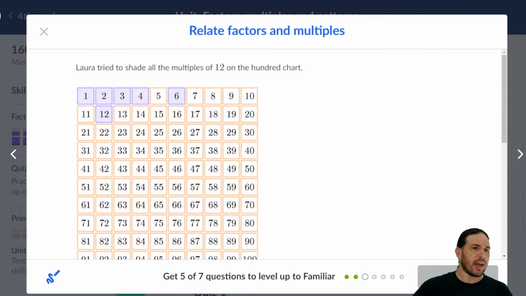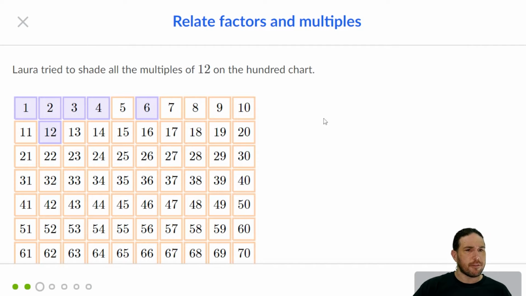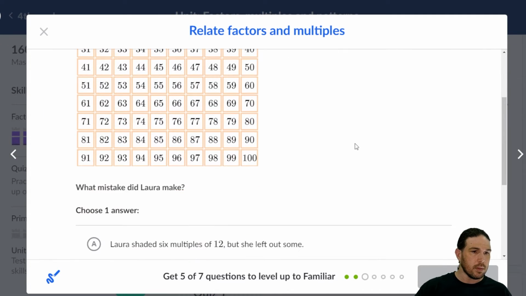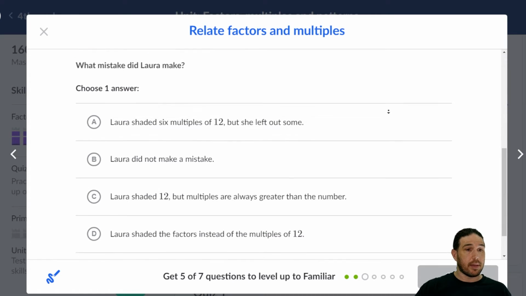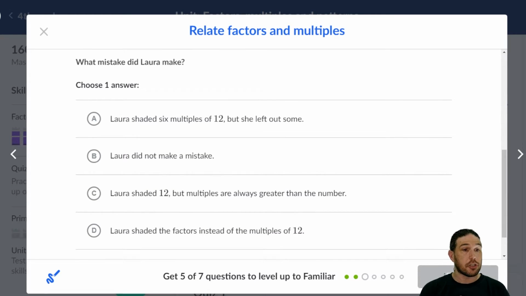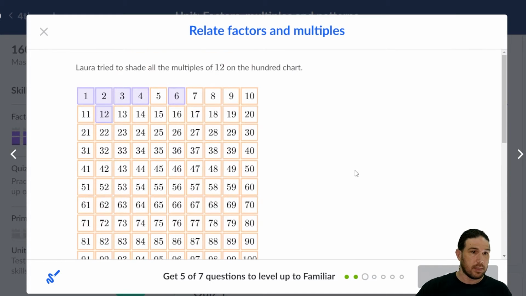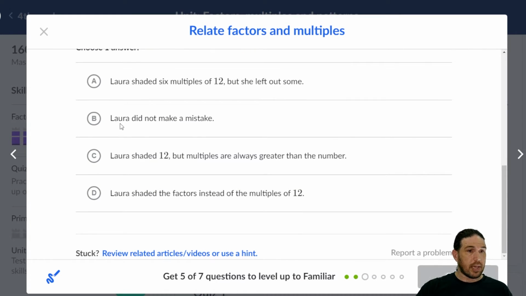Laura tried to shade all the multiples of 12 on a 100 chart. And she got these. She got 1, 2, 3, 4, 6, and 12. What mistake did Laura make? Option A, she shaded 6 multiples of 12, but left out some. B, Laura did not make a mistake, always a possibility. C, Laura shaded 12, but multiples are always greater than the number. That's an interesting one. We'll come back to that one in a second. Or D, Laura shaded the factors instead of the multiples of 12.